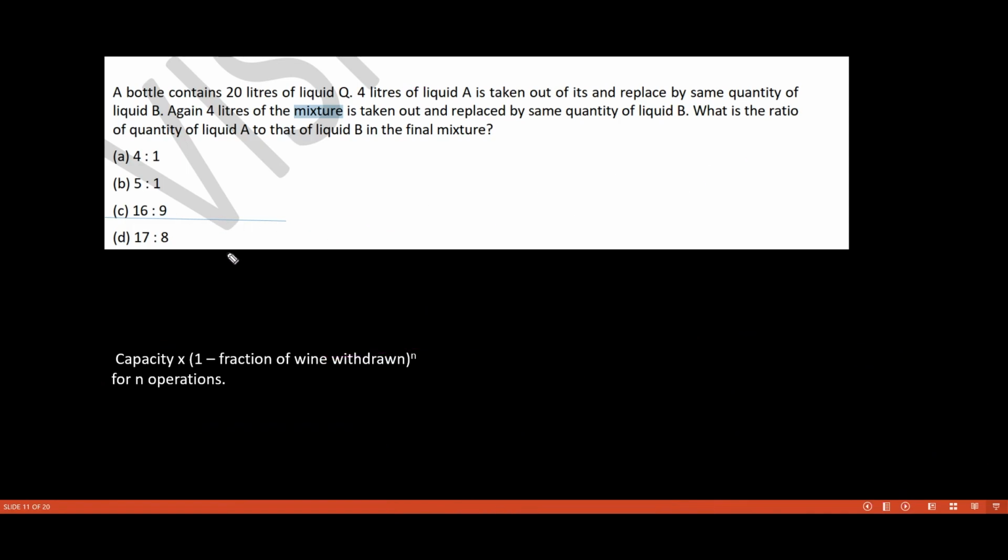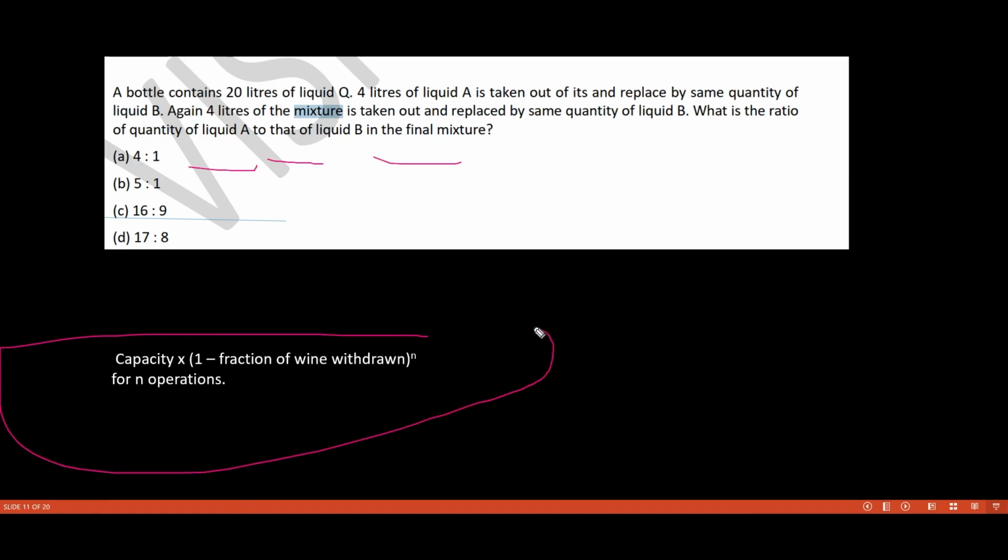But in our question, it is asked what is the ratio of liquid A to liquid B. If we were asked only the quantity of liquid A left in the vessel, we could have done it very easily with the help of this formula. But what is asked is the ratio of liquid A to that of liquid B in the final mixture. So the bottle contains 20 liters of liquid A, and 4 liters of liquid A is taken out and replaced by liquid B.